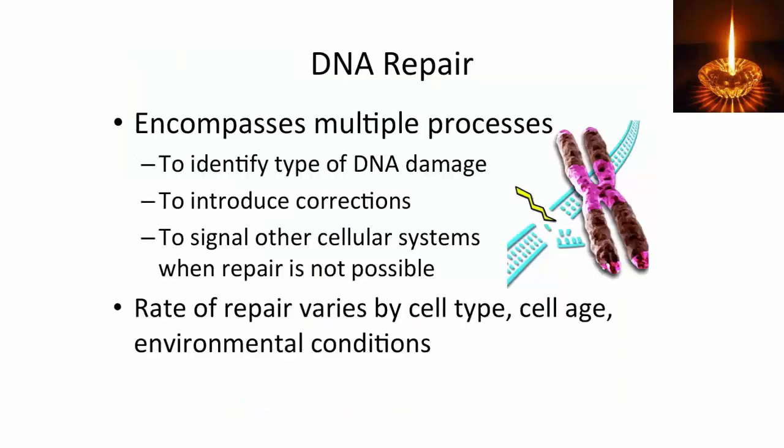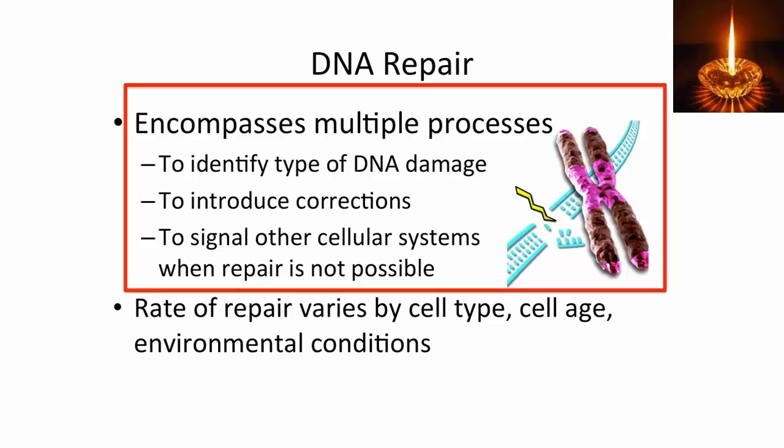So DNA repair encompasses a wide range of processes. First of all, you have to identify the type of DNA damage in order to introduce the corrections that restore the DNA to its original structure. And there has to be, especially in eukaryotes, ways to signal other cellular systems when the repair is simply not possible to complete. That is, you want to say, okay, time to shut down the cell.